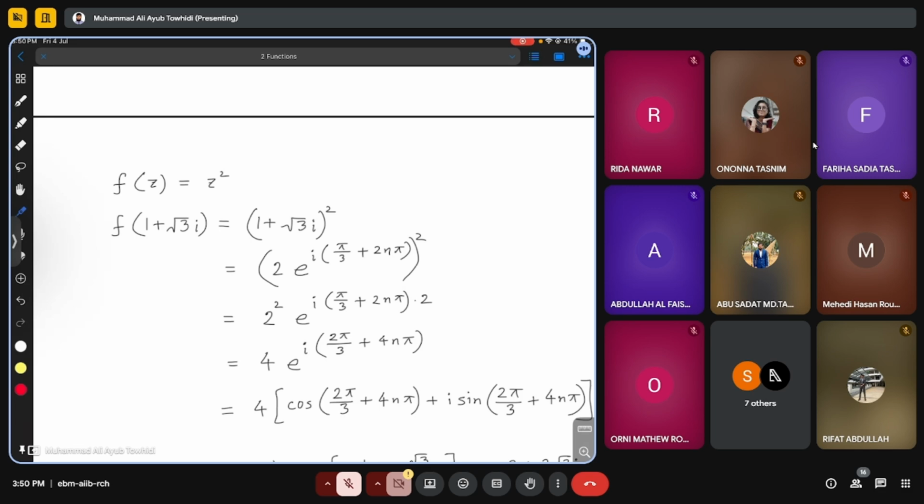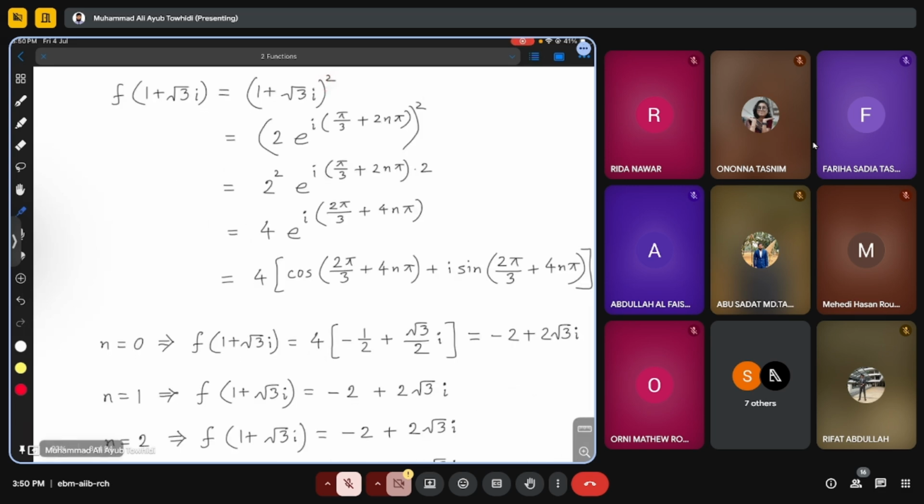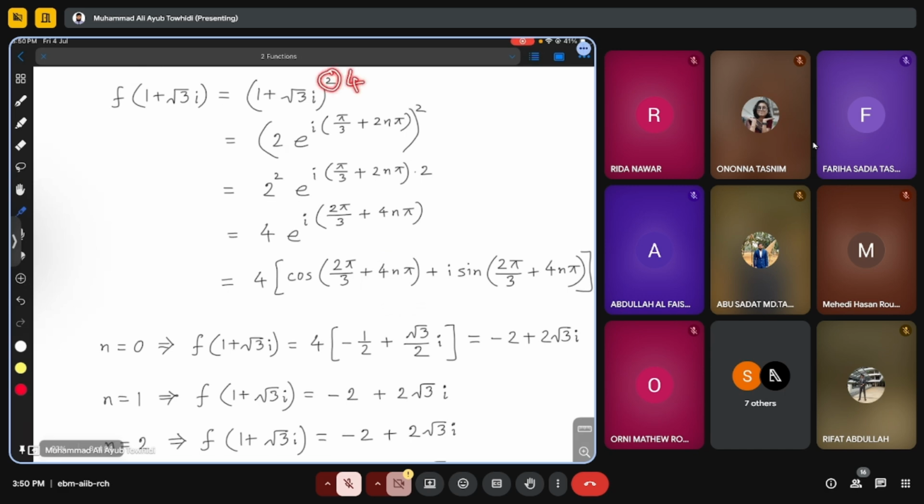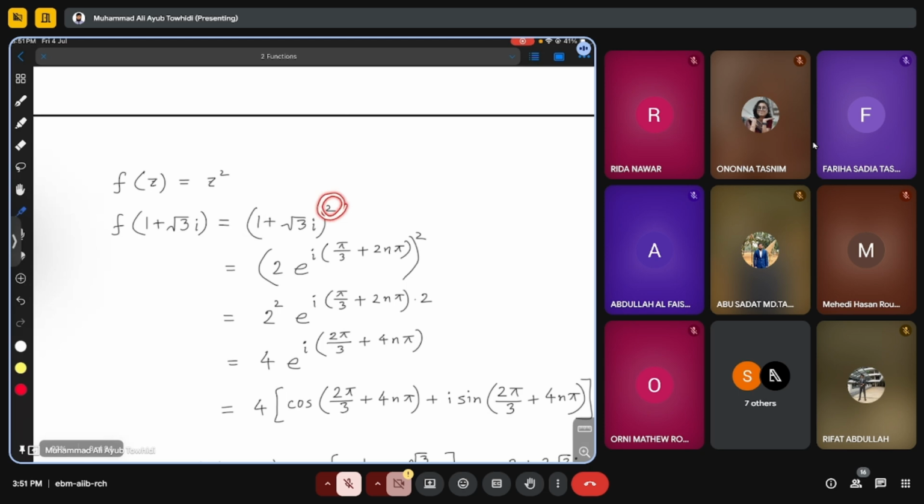Good. Because if you put 3 here, this 4m pi, it will become 6m pi. So still it's a multiple of 2 pi. If the power becomes 4, this angle will become 8n pi. Still that is a multiple of 2 pi. If the power is 5, this angle will be 10n pi. Still that is a multiple of 2 pi. So any integer you take in the power, it will remain a single valued function.